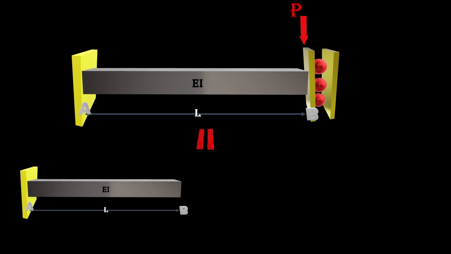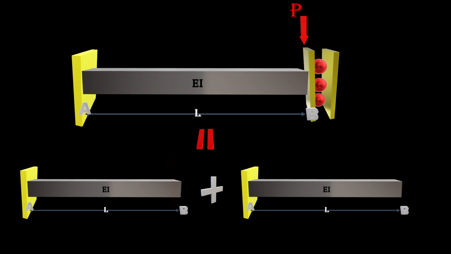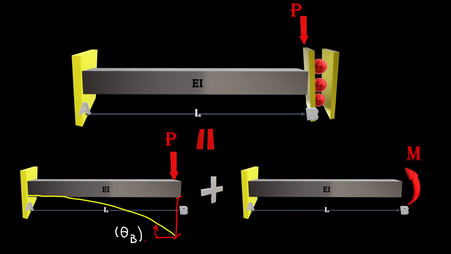To do so, we can dissect the beam into two cantilever beams, one with the concentrated load, and then removing the sliding support and replacing it with a moment, and call it M. Then, calculation of theta B induced from each of these parts: theta B induced by the concentrated load, and theta B created by the moment at B, will add up together to give us the total at B.